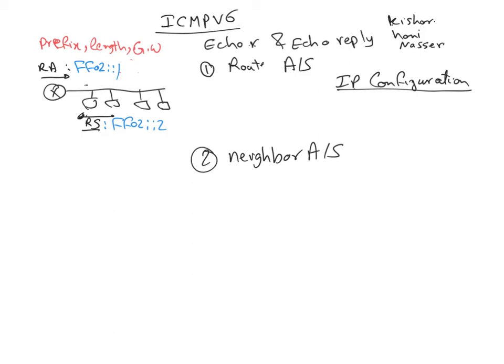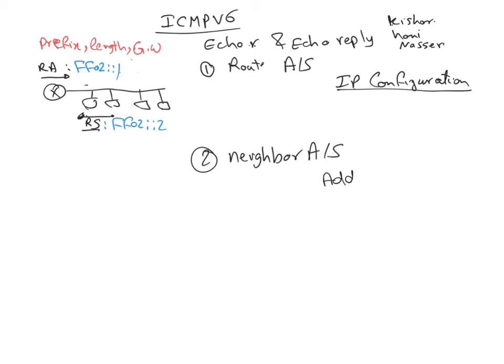So that's the router advertisement and solicitation. There is neighbor advertisement and solicitation. Neighbor advertisement and solicitation is used for a different purpose. It's not used for IP address configuration. They use multicast address. You are right. But what is the main purpose of the neighbor advertisement and solicitation?